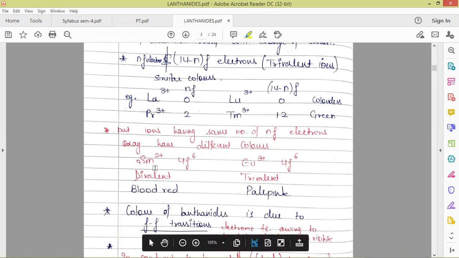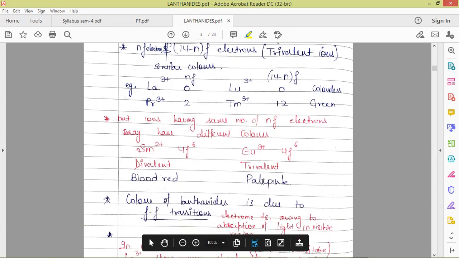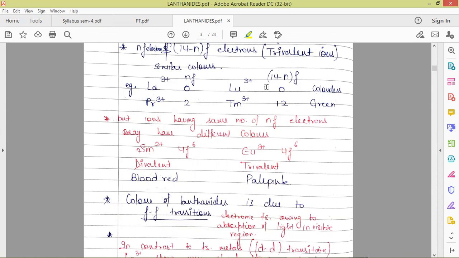This one is divalent and blood red in color, and this one is pale pink. So this is not true for the same number of 4f electrons. This is true for the same number of 4f and 14 minus n 4f electrons.